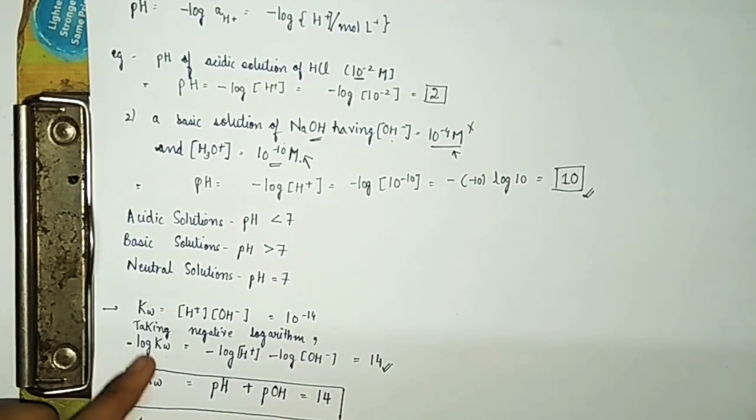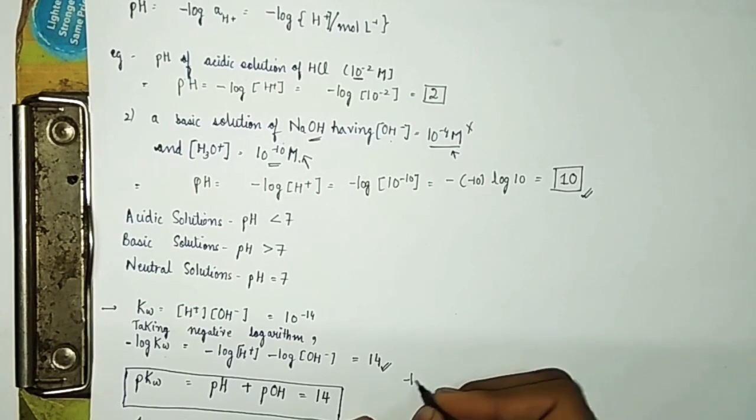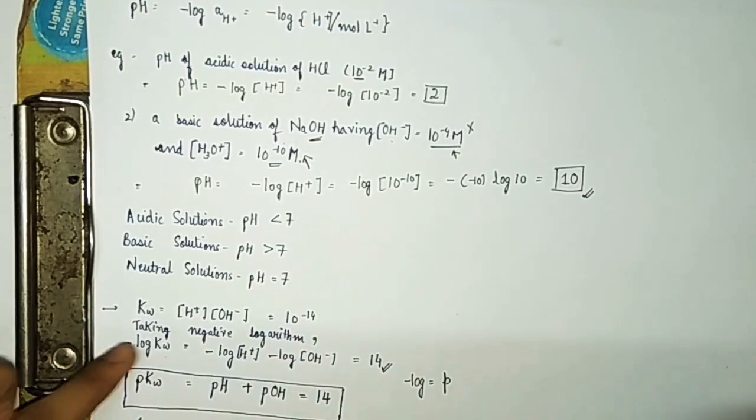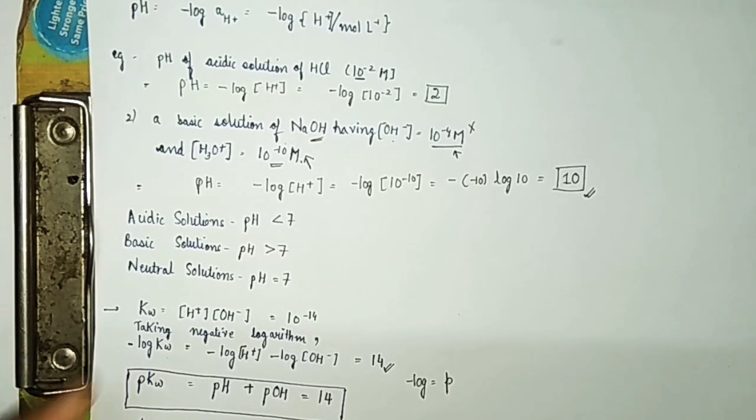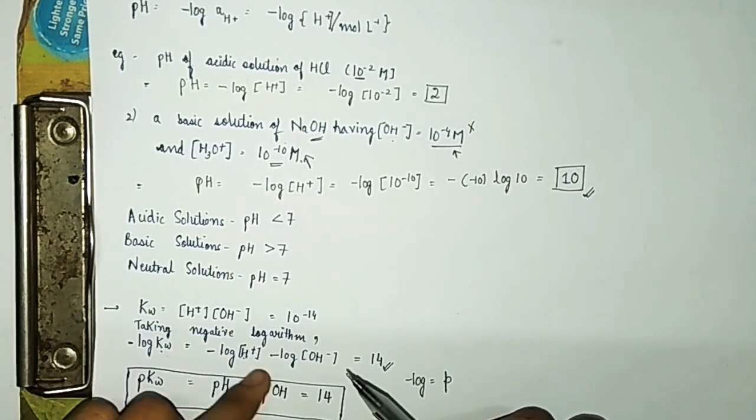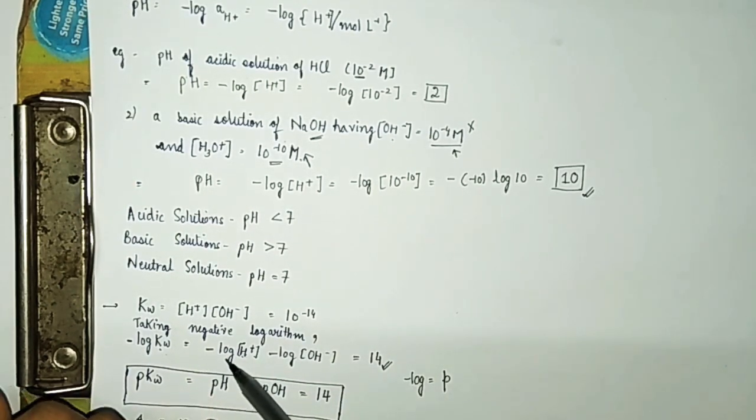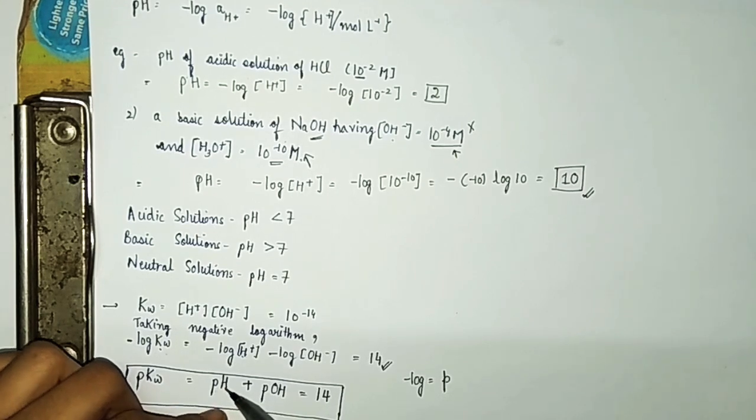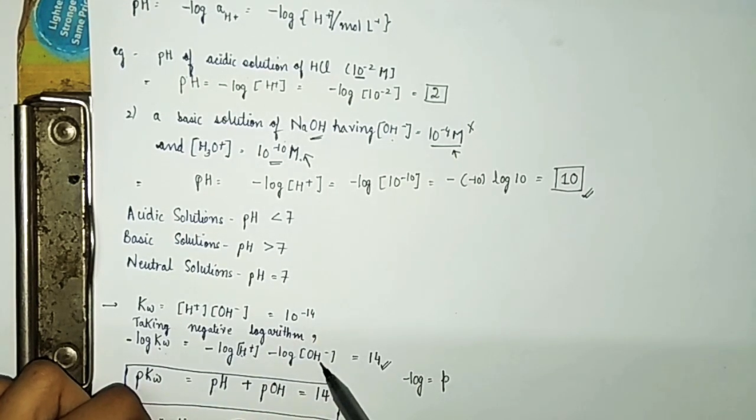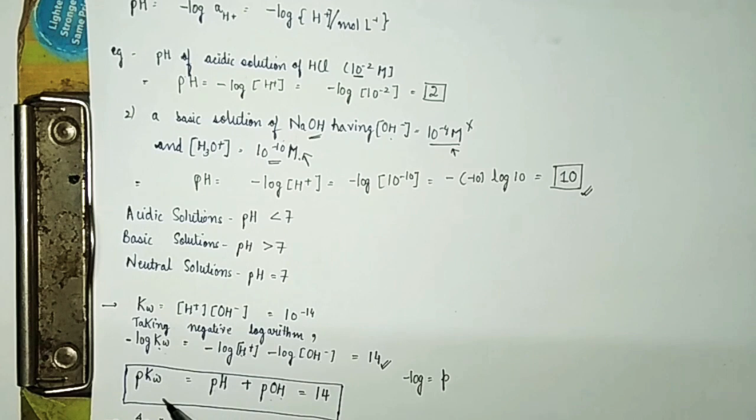For minus log we write another term, that is P. So wherever minus log comes, we have to substitute it by writing P. So the equation now becomes pKw equals, and minus log of H plus, as I've told you, is pH. Minus log of hydroxyl ion becomes pOH, which is equal to 14. So hence it becomes pKw equals pH plus pOH equals 14.